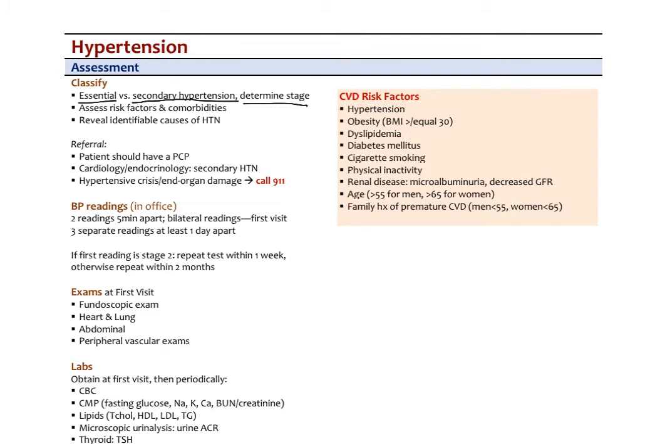And then we look at all the risk factors and comorbidities. So again, evaluating for all those cardiovascular risk factors we've talked about in the past through their history and maybe through physical exam, and then reveal any identifiable causes of their hypertension. So this would all be part of our history assessment and our initial thinking behind that. Again, the risk factors for cardiovascular disease, hypertension is one of them, but obesity, that's a BMI of over 30.